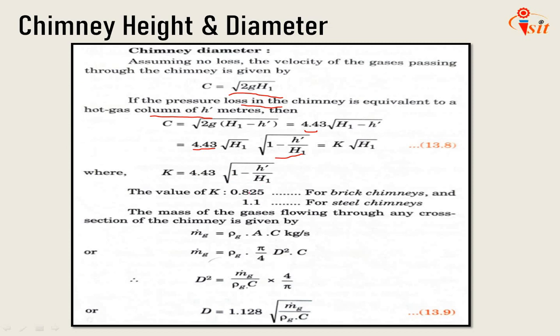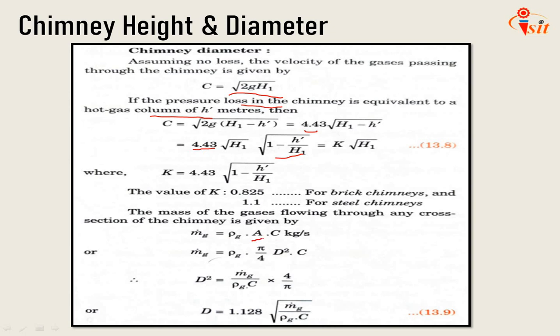So here are the different values of K for different chimneys: K equals 0.85 for brick chimneys and 1.1 for the steel chimney. The mass of the gases flowing through the cross section of the chimney will be mass equal to rho A C. So mg, the mass of chimney gas, equals the density of gas multiplied by cross sectional area into velocity, which will be in kg per second.